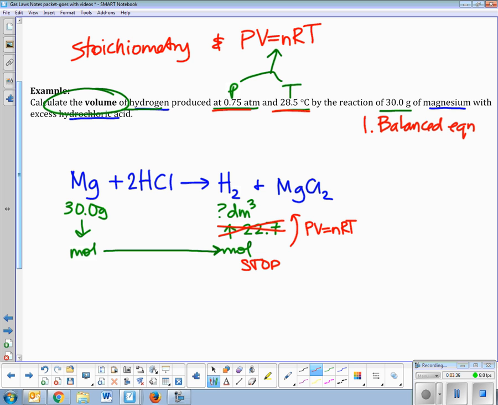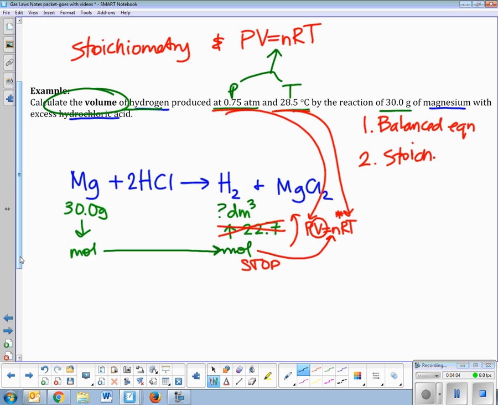We will have pressure from here. We will have temperature from here. We always know R. And our moles is going to come from our stoichiometry. That will allow us to solve for the volume. All right, so our next step is to actually do the stoichiometry. So step 2 is the stoichiometry. I'm just going to write stoich for you.